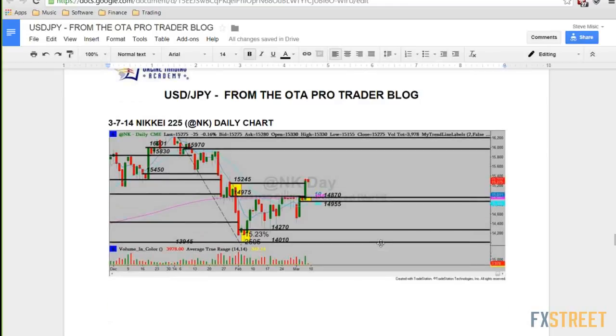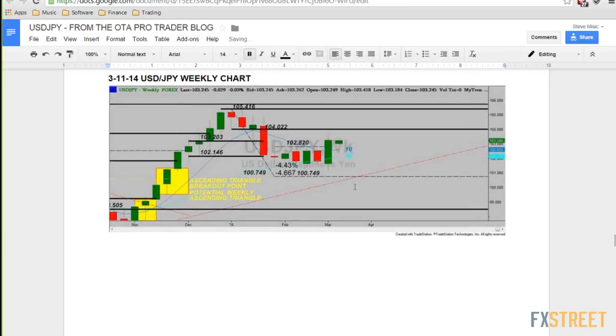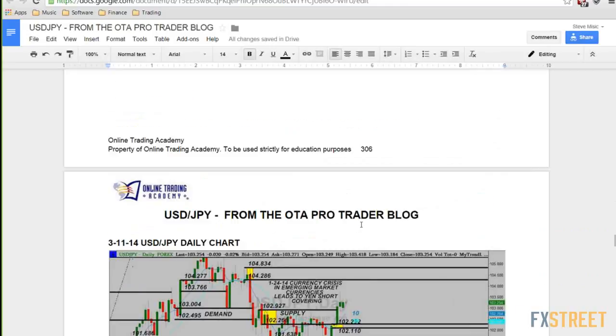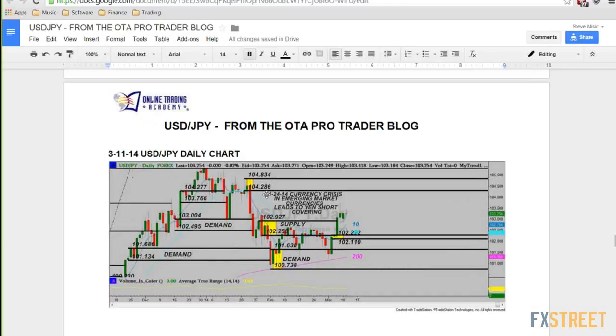And it really looks like the following week, we're in the second week of March, the markets are poised for a little rally. And of course, the dollar is working its way towards the supply level near 104. It's managed to push through this first supply level. And likewise, it makes a little tiny demand level at around 102.220.